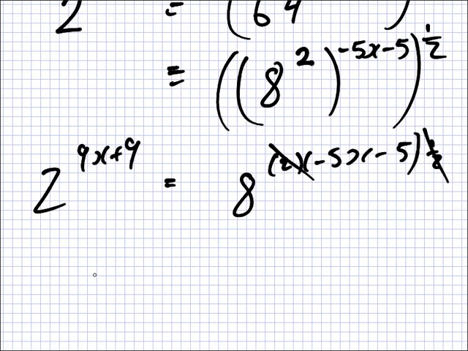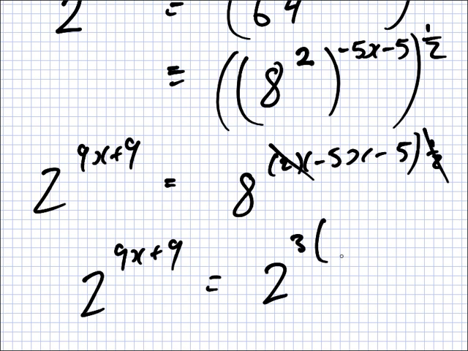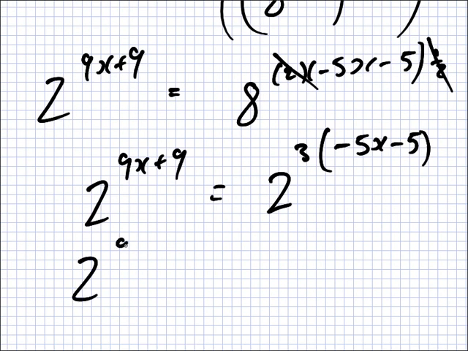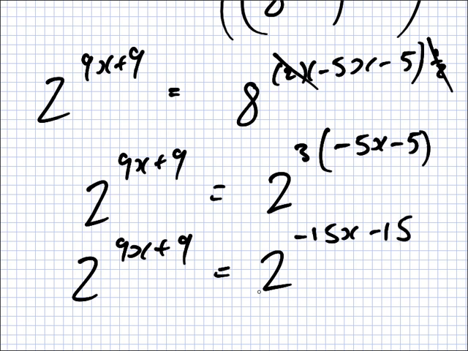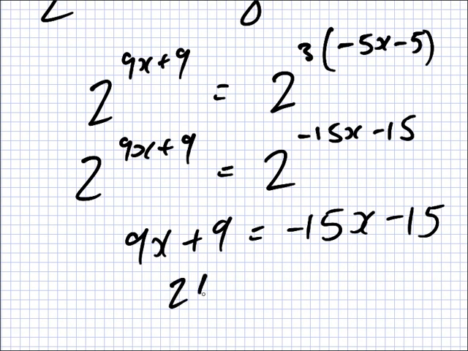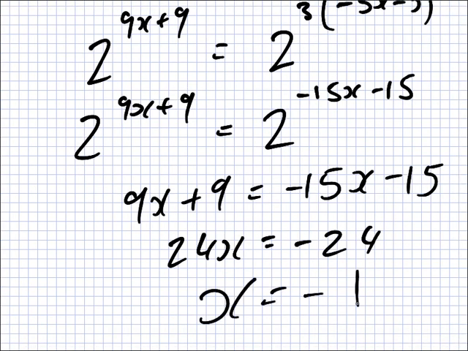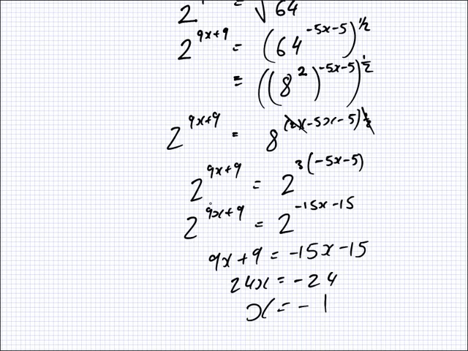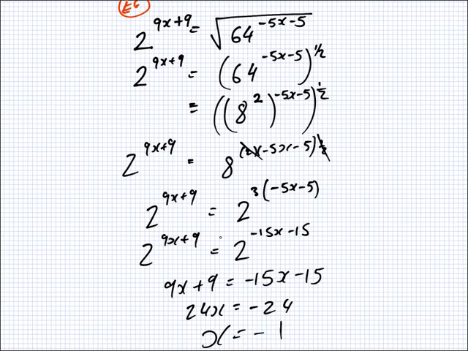So this is 2 power 9x plus 9. And 8 is 2 power 3 power minus 5x minus 5. So that's 2 power 9x plus 9 equals 2 power minus 15x minus 15. So that's 9x plus 9 equals minus 15x minus 15. 24x equals minus 24. x equals minus 1. Oh, there's more than one path to the answer, yeah. Did you get minus 1? Yeah. Good job.